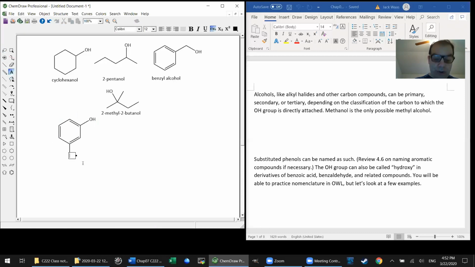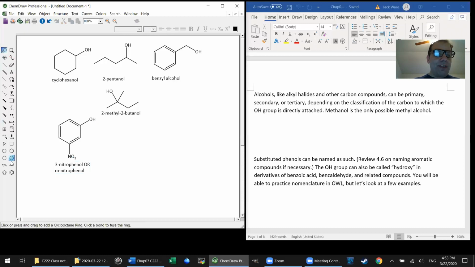So if the phenol ring is substituted elsewhere, like let's say, for instance, we have a nitro group over here, well, we have choices with how to name this one. We could call this either 3-nitrophenol, or we could also call it M, or metanitrophenol. Both names are perfectly fine. They are equally correct. I have no preference for either one of them over the other.